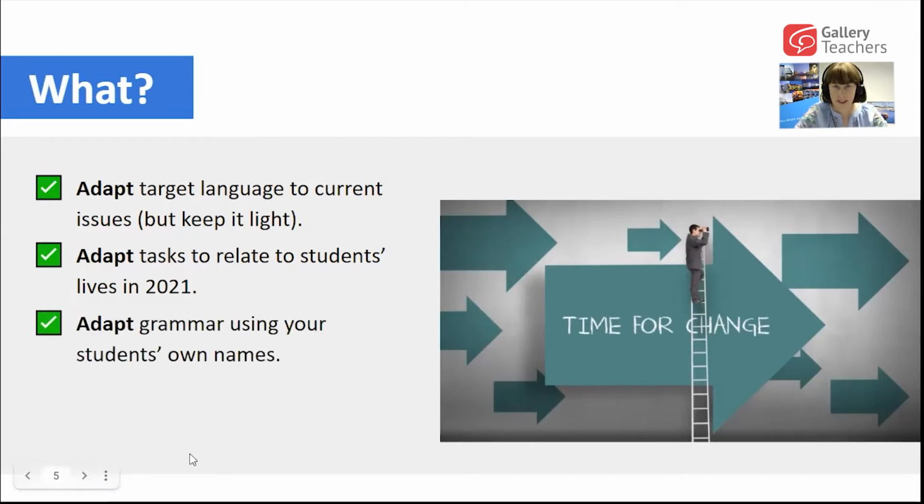Another way that is nice to adapt, especially when we're working in an online or a hybrid environment, and there may be some distance between ourselves and our students, is to personalize the lesson more and to use our students' names as much as possible. And we can also do this through traditional fill in the gaps or grammar exercises that we create. And I'm going to talk to you a little bit more about this later in the presentation.